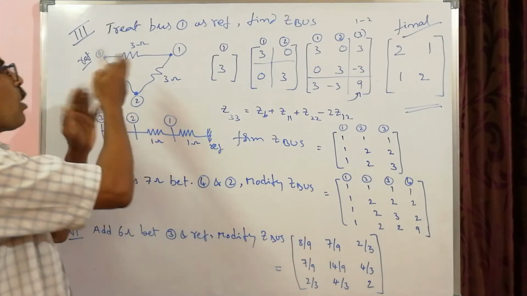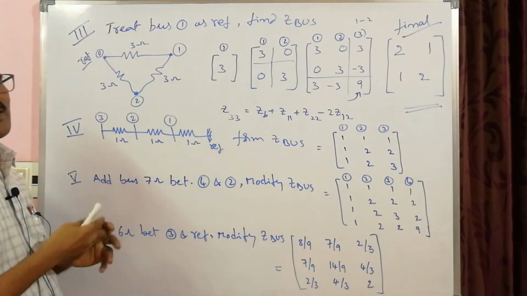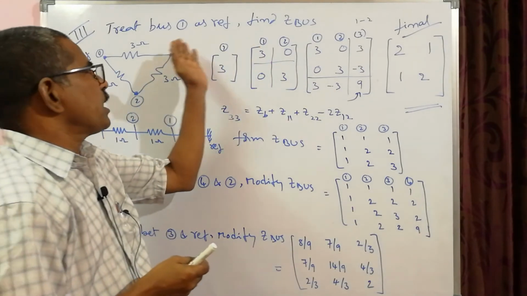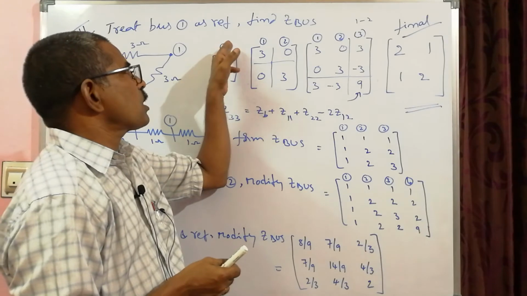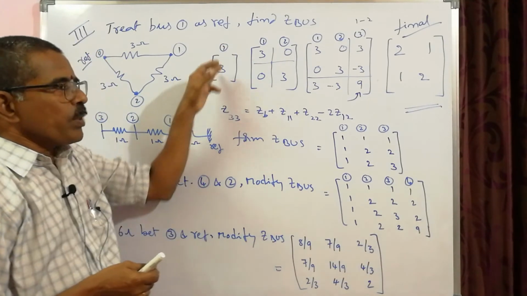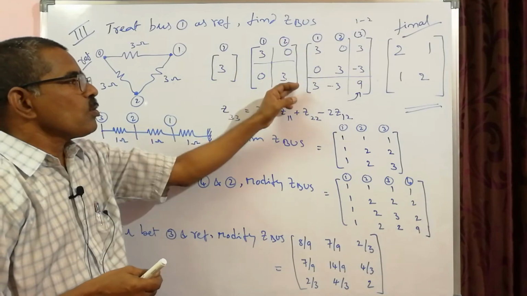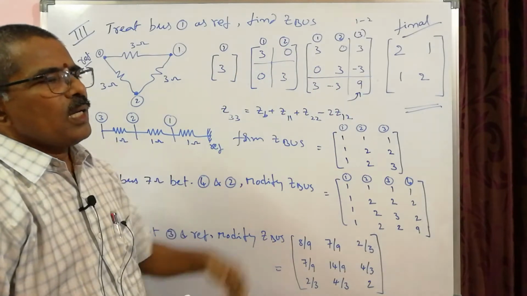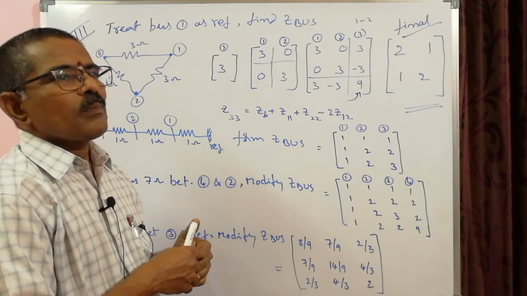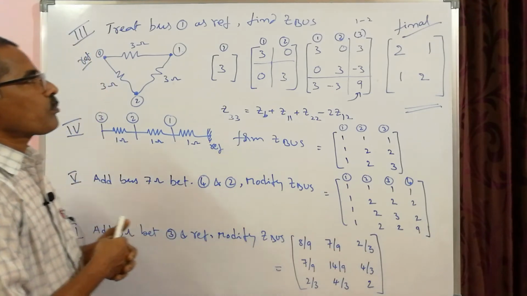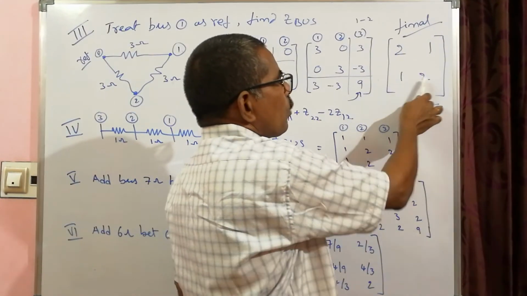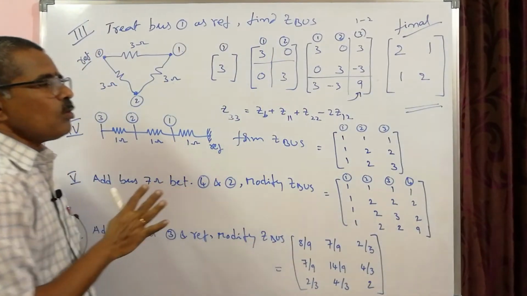So instead of 1, 2, 3, somebody may say A, B, C buses. So if A is taken as reference, B and C, they are the leftover buses. So this column corresponding to B, this column corresponding to C. So likewise, you can always rename to suit our convenience. Okay, so final answer it is 2, 1, 1, 2, which is 2 by 2 matrix.